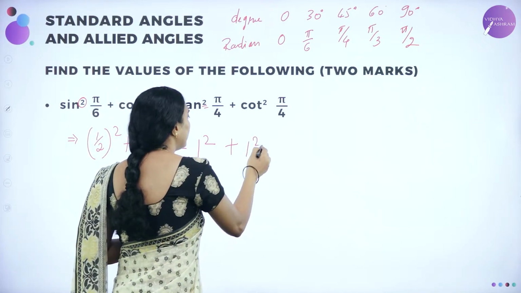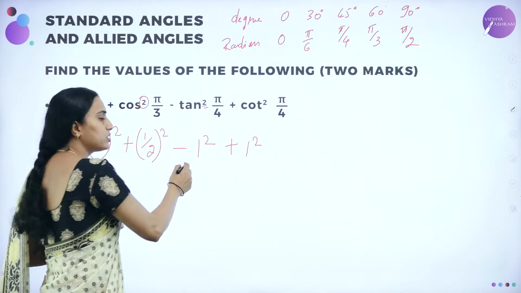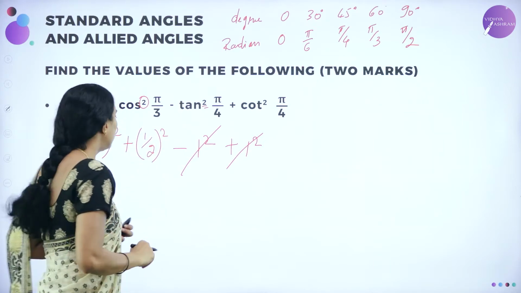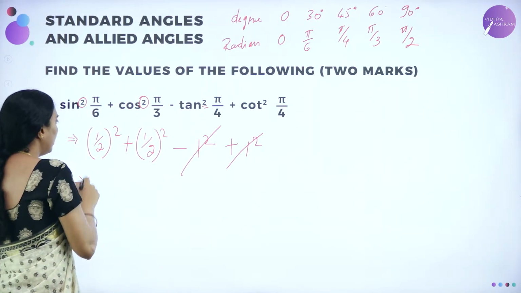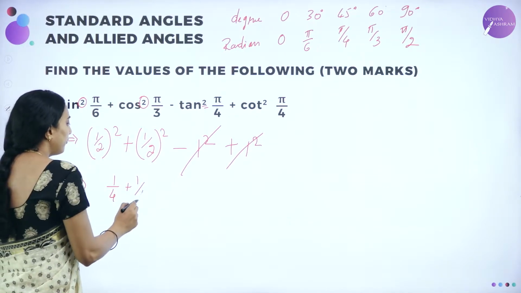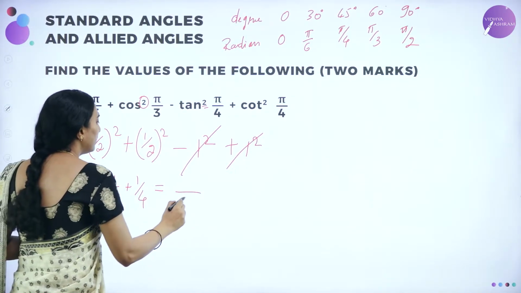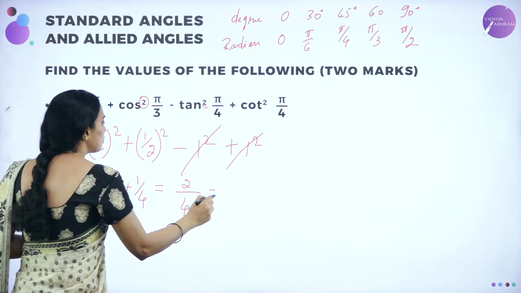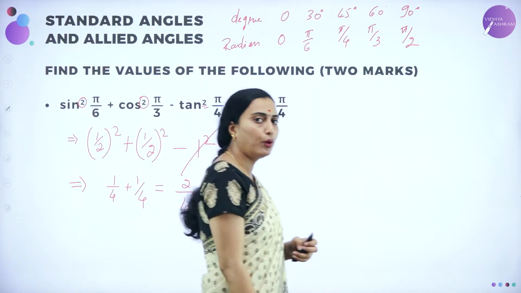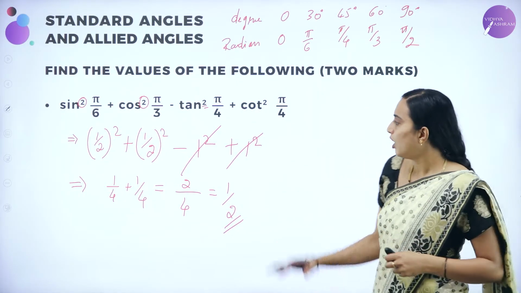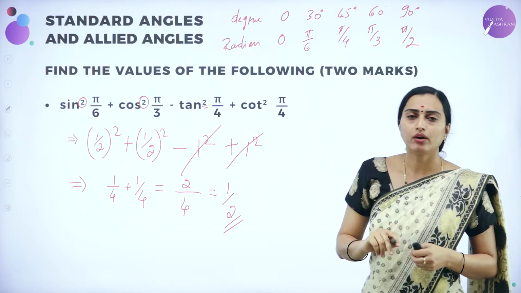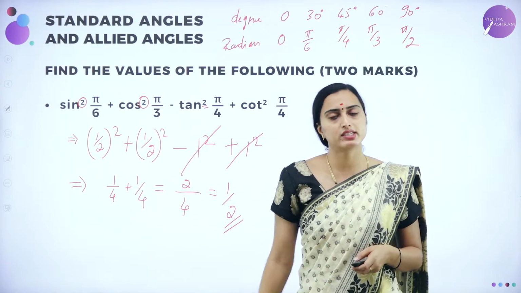So 1 squared. So minus 1 squared is 1, 1 squared is 1, minus 1 plus 1 will get cancelled. You are going to have the value here 1 by 2 whole squared, which is 1 by 4, plus 1 by 4. So the LCM is 4 here. So 2 by 4 is 1 by 2. That is your answer. I hope you understood how to solve by knowing the degrees in radians. Okay, we'll move on to the next question here.